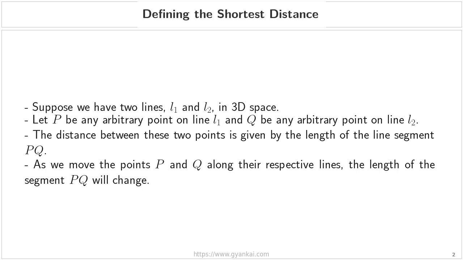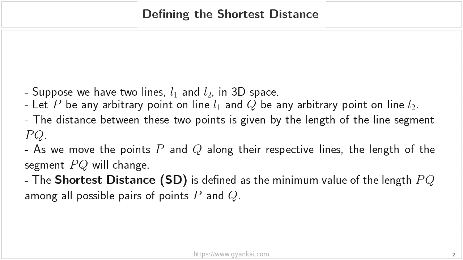But here is the important part to remember. Because these lines extend infinitely, we aren't stuck with just one pair of points. As we slide point P along its line and move point Q along its line, the length of that segment PQ will constantly change. It might get longer or it might get shorter depending on where the points are located. So, when we talk about the shortest distance, or SD, what we are actually looking for is the absolute minimum value that the length of PQ can possibly reach among all the infinite possible pairs of points P and Q. Keep this idea of a minimum value in mind, because in the next slide, we'll see how this concept becomes even more specific when we deal with lines that never meet, known as skew lines.